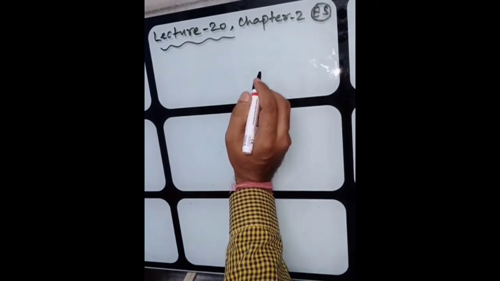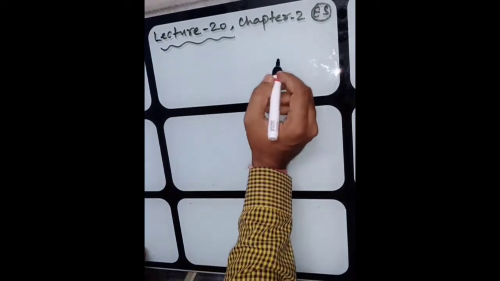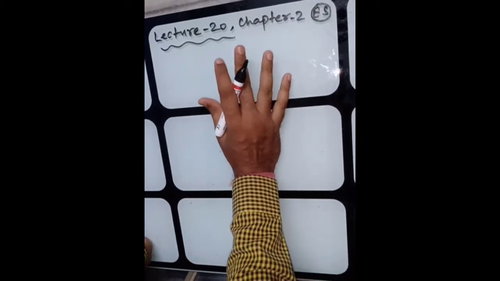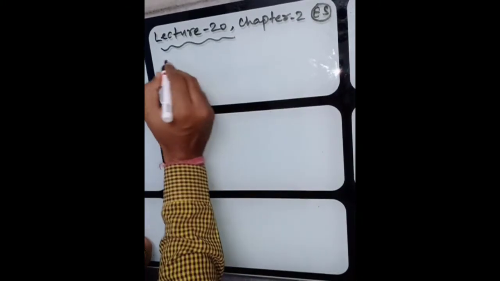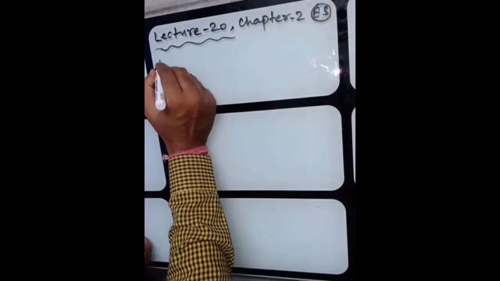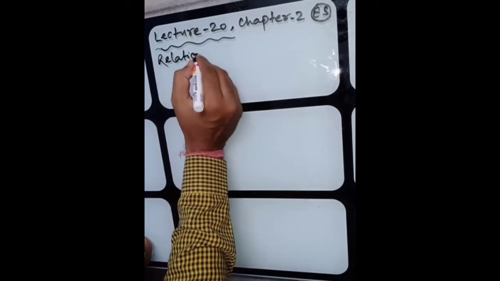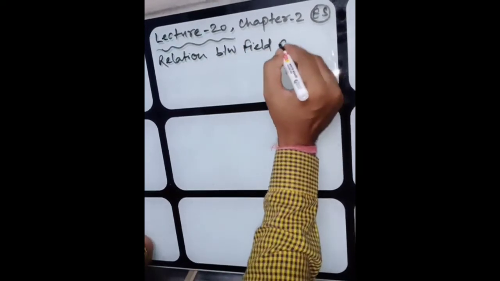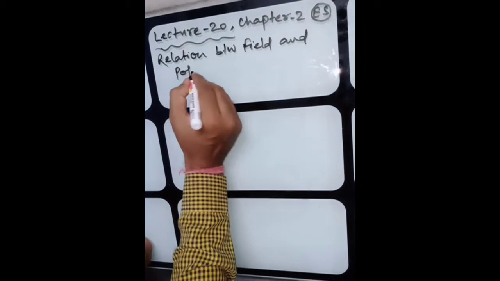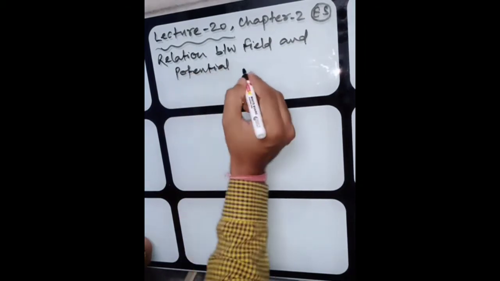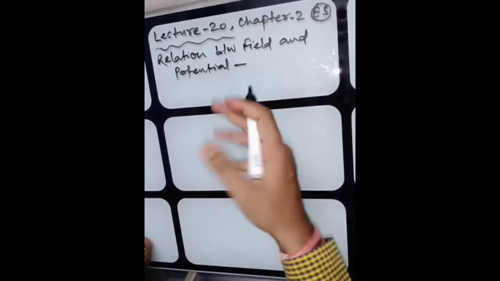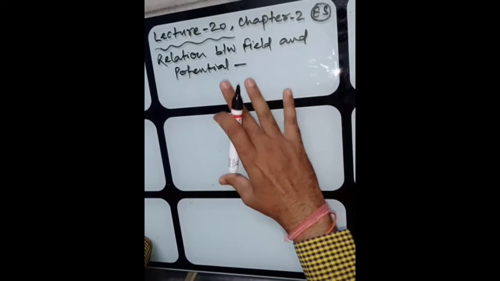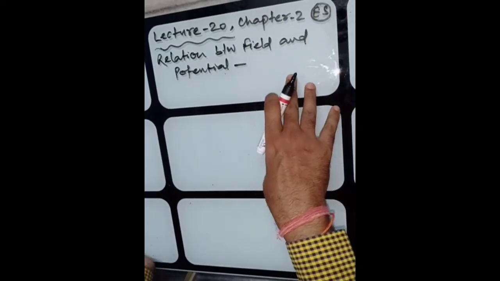I am B.S. Pandey. Students, today in this lecture, we will start with the relation between electric field and potential. It is the mathematical relation between field and potential. As we have done with the relation between force and potential energy, in the same way we are going to establish here the mathematical relation between field and potential.